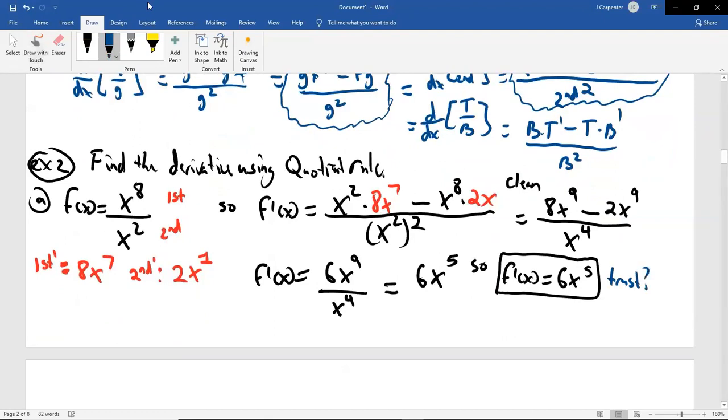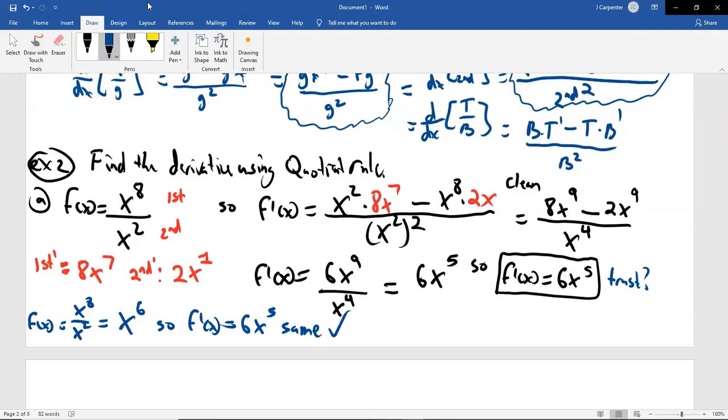Do you trust this? So let's go back to the original function, which was x to the 8th over x to the 2nd. You can simplify that. Top and bottom, subtract the exponents, you get x to the 6th. No more quotient rule needed, just a power rule, which means our f prime of x, take the 6 out front, leave the x alone, decrease its exponent by 1, and you get 6x to the 5th, which is the same thing. It worked.